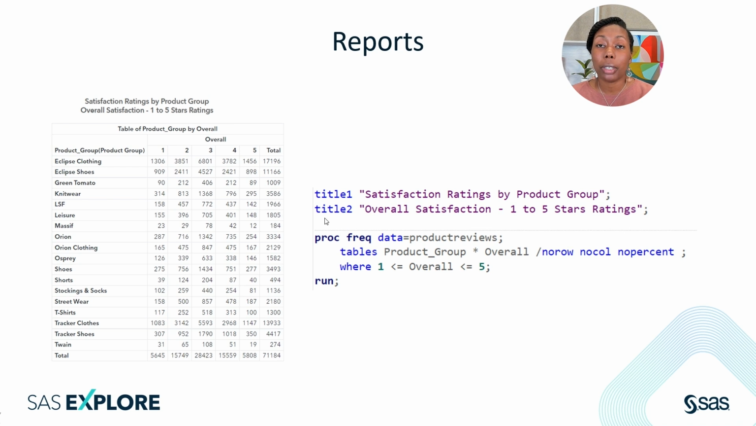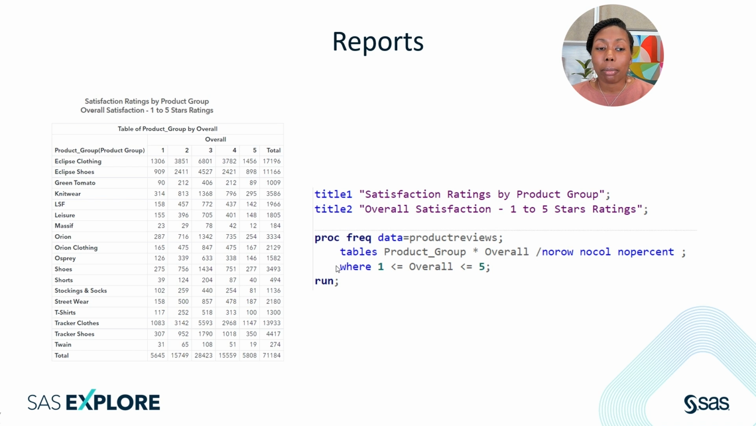For this report, it's being created with a proc freq step. So we'll have proc freq, data equals product reviews, going back to that original raw data. And on our tables statement, we're creating a two-way frequency report. We have product group and then the column of overall. And we just want to have the counts. We don't need to see any percentages or things like that.